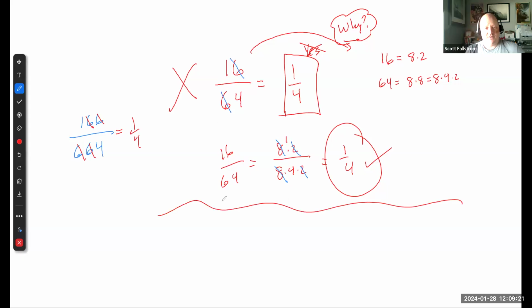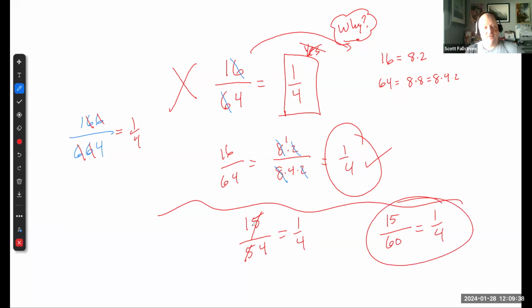Okay. And you want to see a counterexample? Sure. 15 over 54. Cross the fives off. Does that equal 1/4? No, it does not. 15 over 60 is 1/4, not 15 over 54. Okay. So again, it's important to see the reasoning.